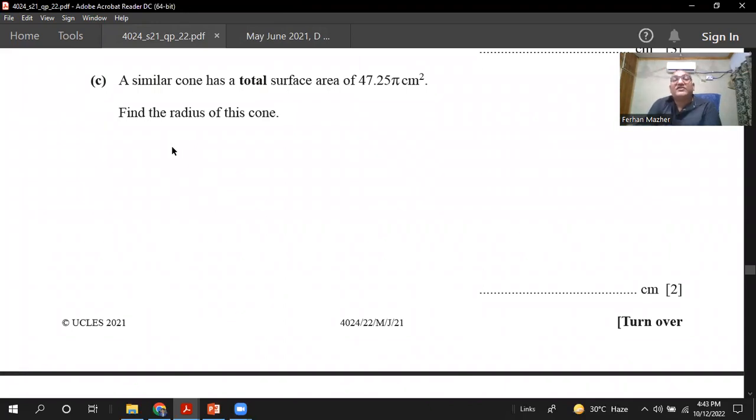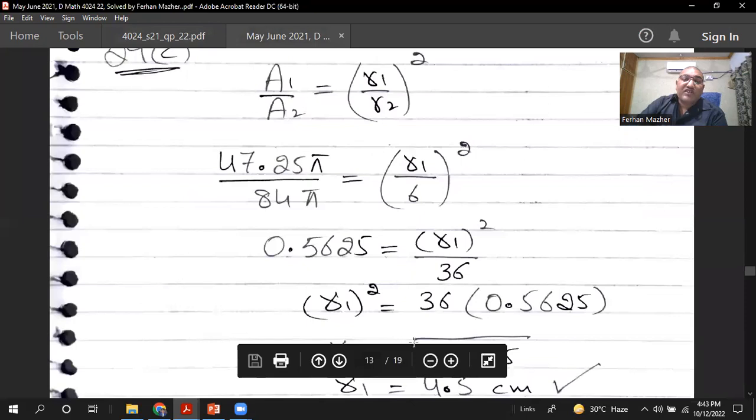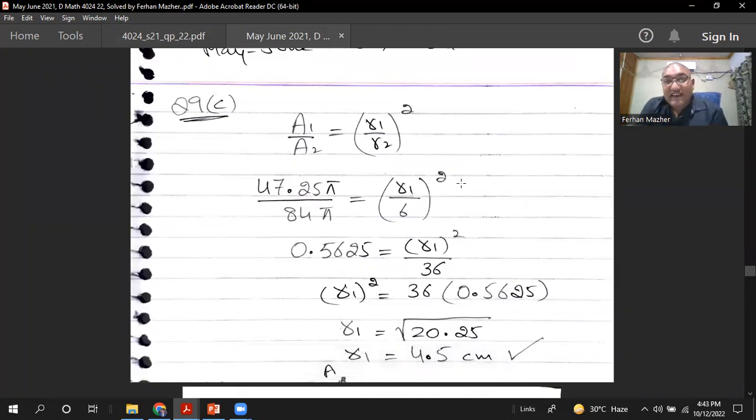He says a similar cone has a total surface area of 47.25 pi centimeter square. Find the radius of this cone. These two cones, the first cone and the second cone, are similar to each other. And you remember, for things which are similar, the ratio of their areas is equal to the square of the ratio of their radii or their sides. So area 1 by area 2 is equal to radius 1 by radius 2 whole square. The second cone's area is 47.25 pi, its radius I don't know. And the first cone, 84 pi, is the surface area, and its radius is 6. Just put these values there.